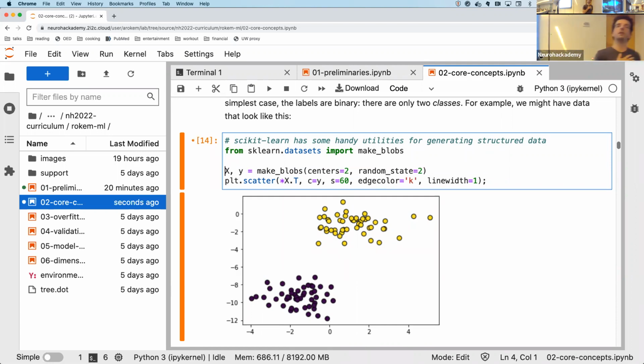The c input into plot scatter, is that just saying basically color by y? Yes.